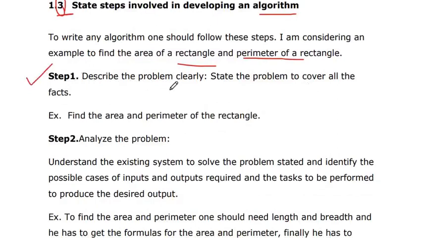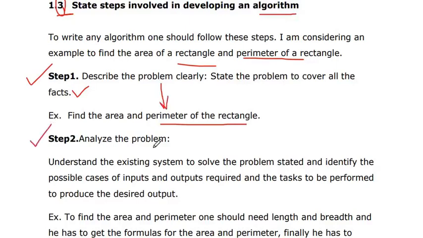Step 1. Describe the problem clearly. That is, state the problem to cover all the facts. Example, find the area of the rectangle and perimeter of the rectangle. In this way, we have to describe the problem clearly.